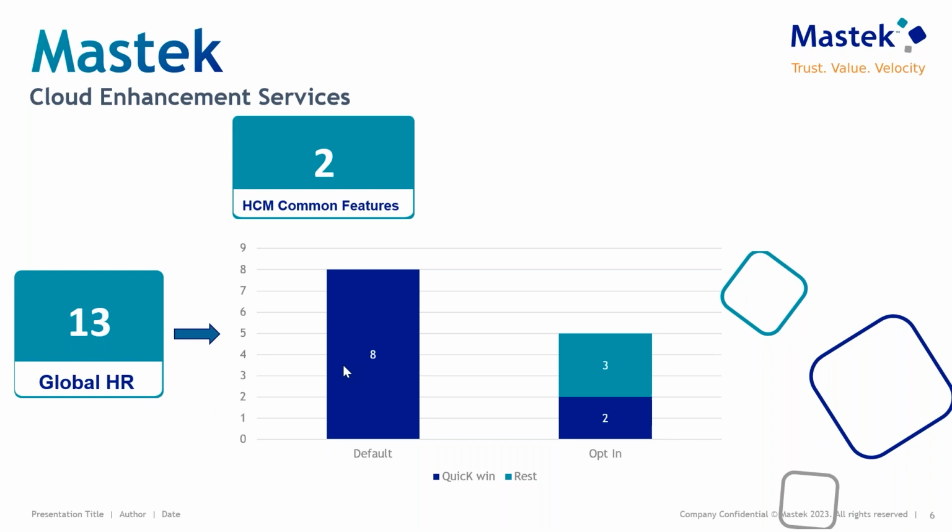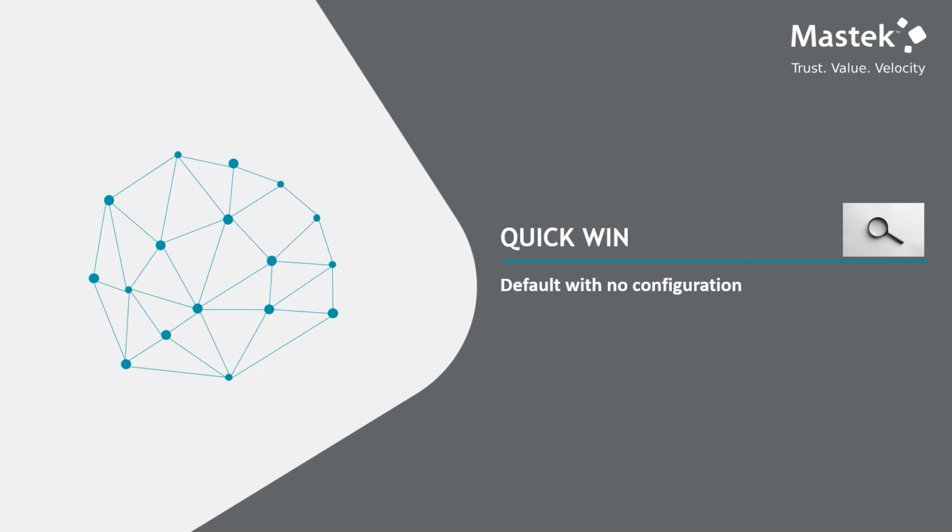Okay, and 2 are opt-ins, wherein you can decide whether you need to opt in for it or not. And 3 go into the rest, wherein you have to do a little bit of testing and configuration if required, and then decide whether to use it or not. So moving further, let us first start with the quick wins, which are default with no configurations.